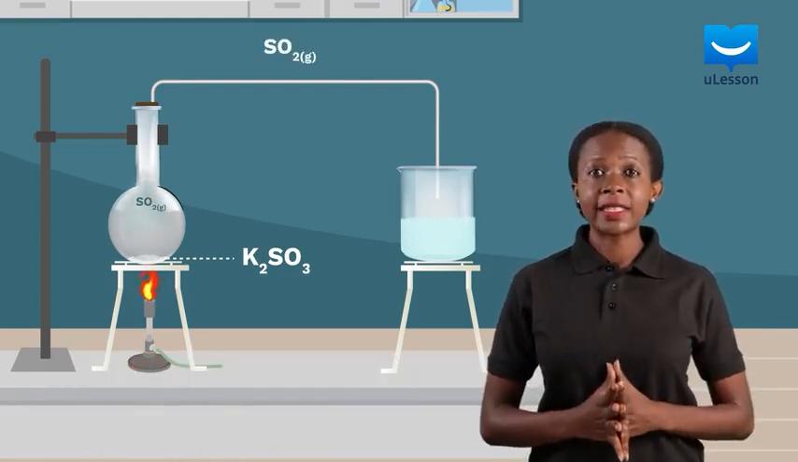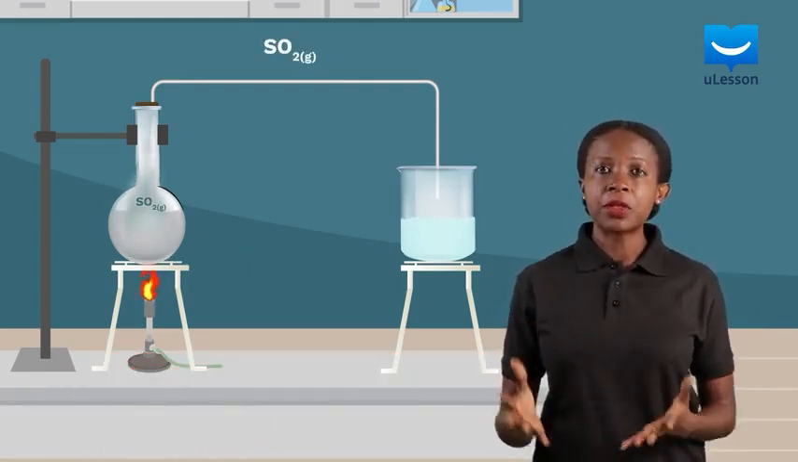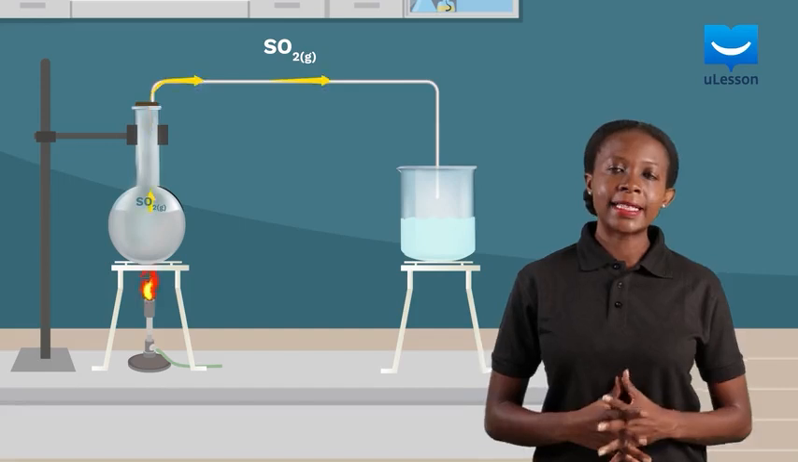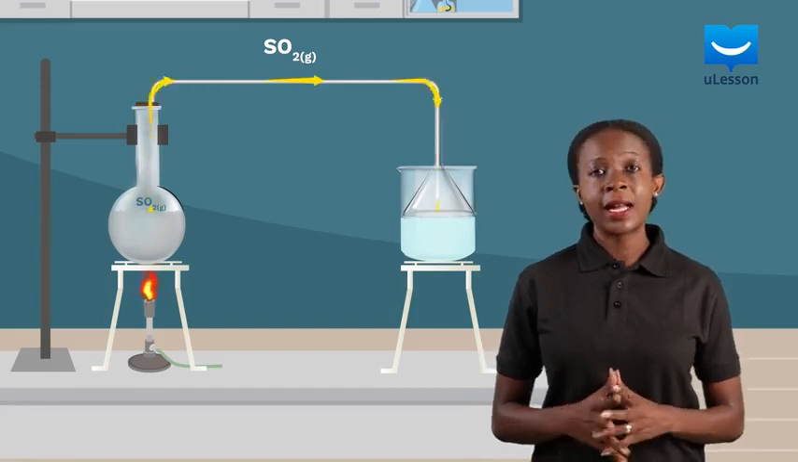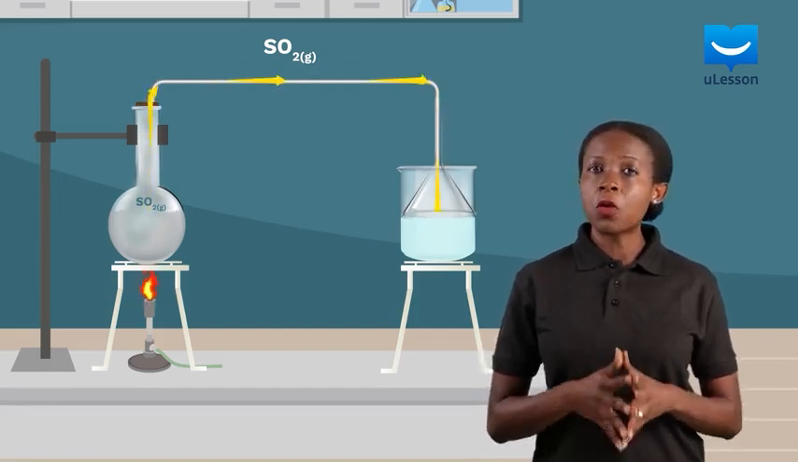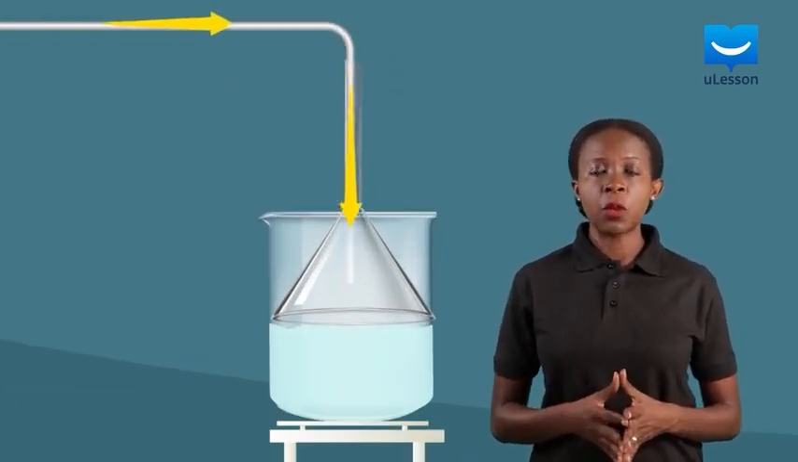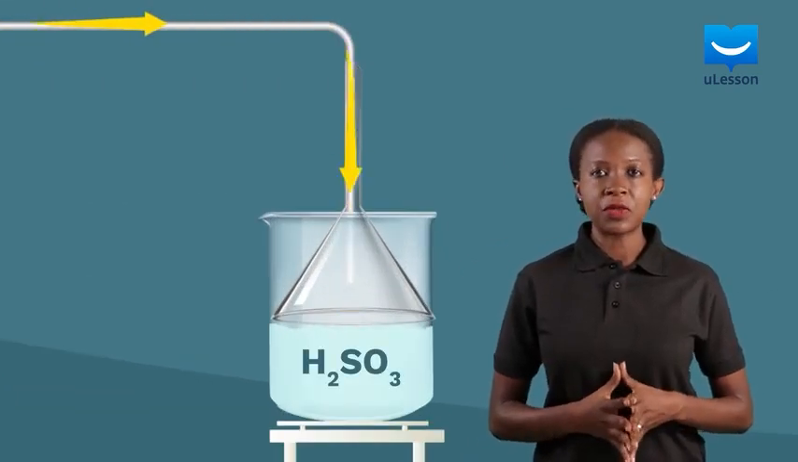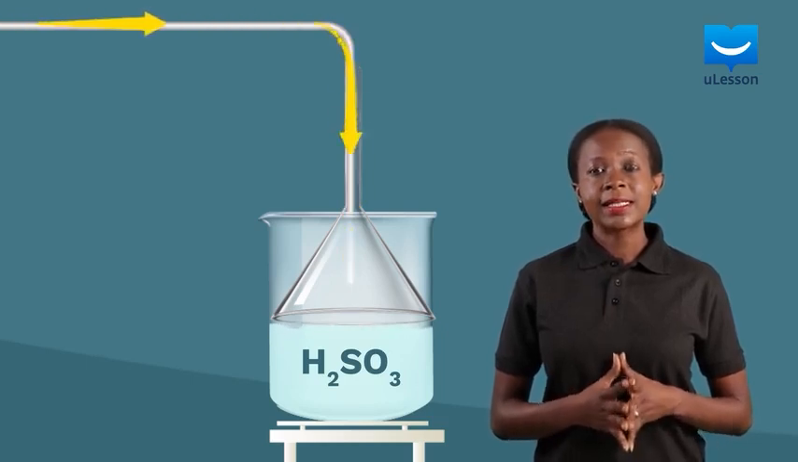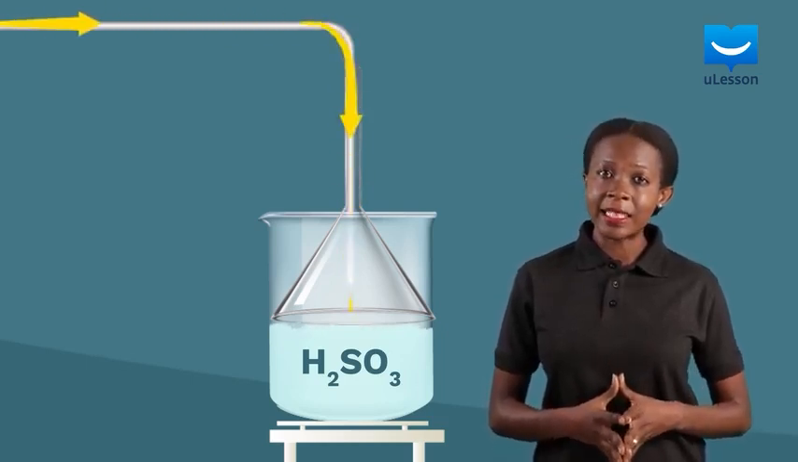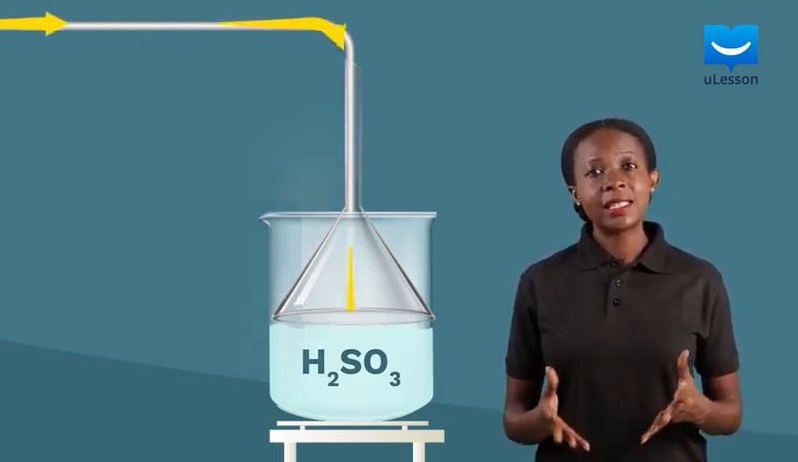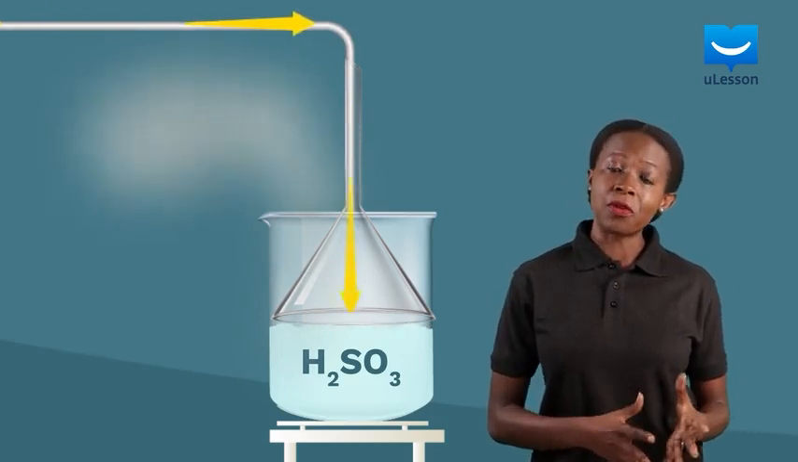The sulfur IV oxide generated is then passed through a delivery tube which is connected to an inverted funnel. Since the funnel is inverted over water in a beaker, the sulfur IV oxide gas will dissolve in water to form trioxosulfate IV acid. Since the trioxosulfate IV acid formed is unstable, it decomposes readily to form sulfur IV oxide gas and water.